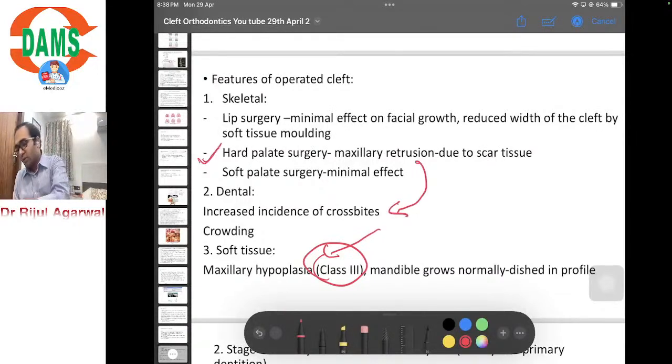So the next important question is the most common type of malocclusion or skeletal malocclusion which is found in an operated case of cleft palate: class 3. Please note it's only after hard palate surgery. Lip or soft palate surgery has a minimal effect on facial growth. So if in a question they want to twist it, they can give lip surgery or soft palate surgery, and the option would be none of the above because it has minimal effect on the facial growth.